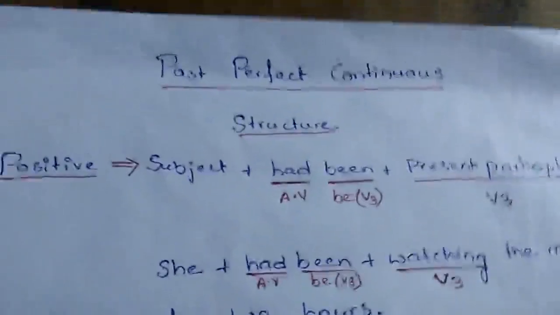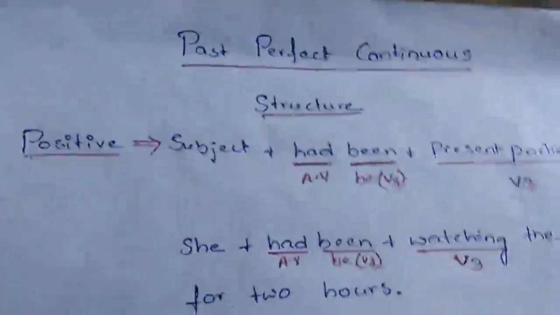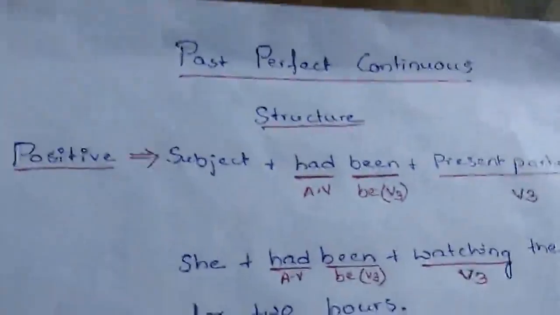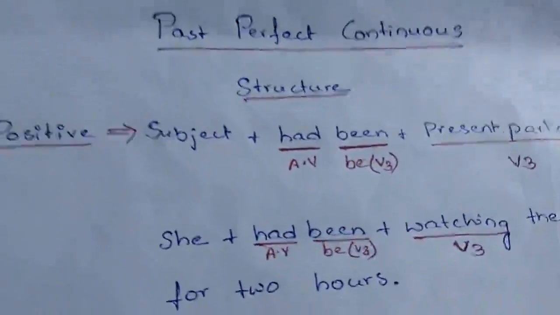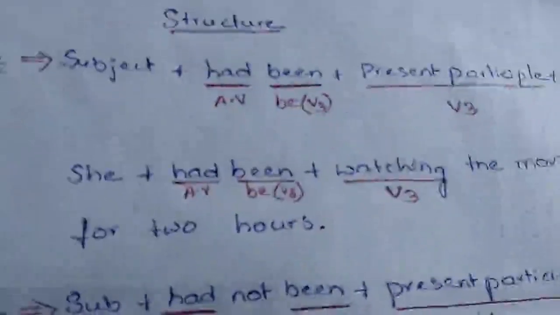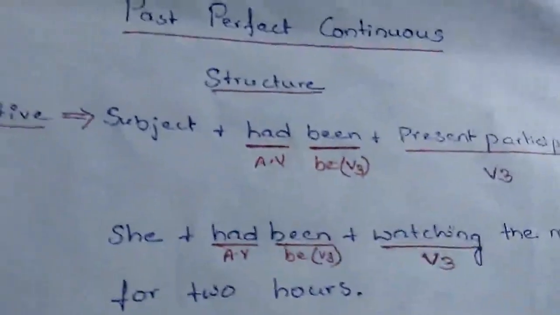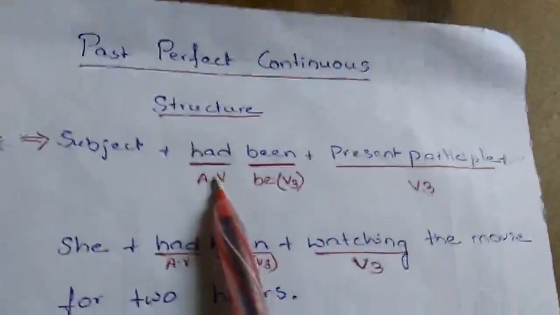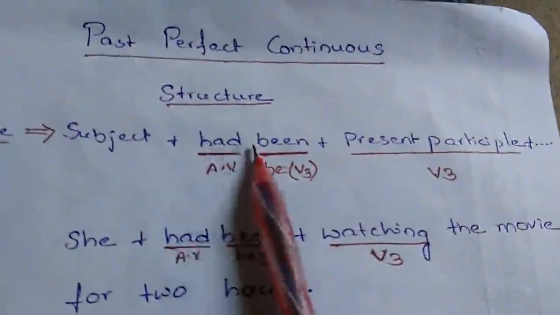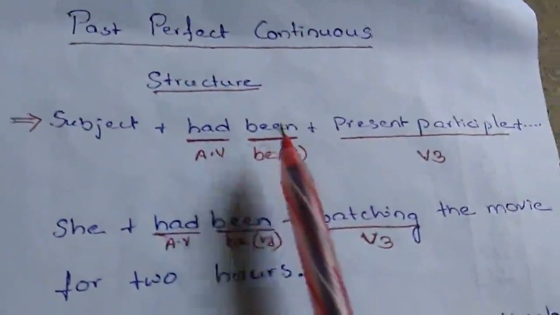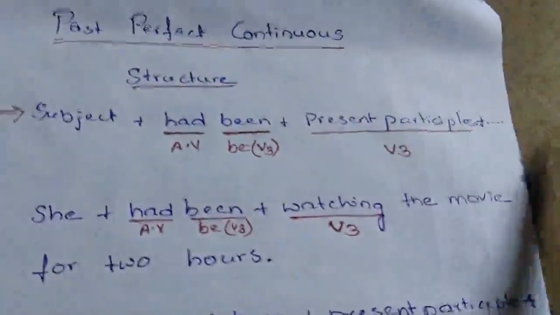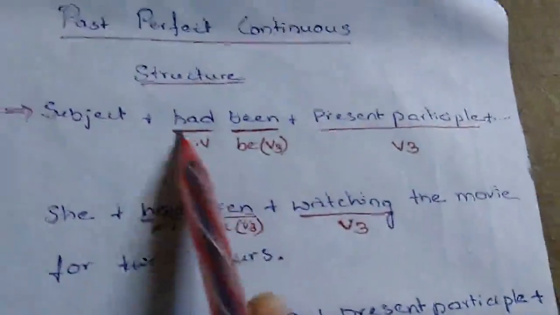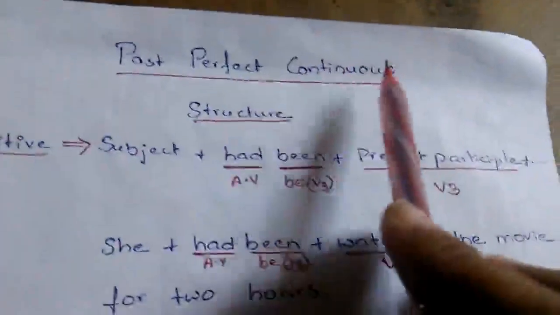Now we take the fourth type of past tense, that is past perfect continuous tense. In the past perfect continuous tense, the structure of the sentence would be like this: subject plus had plus been plus present participle plus the rest of the sentence. This is the structure of past perfect continuous tense.